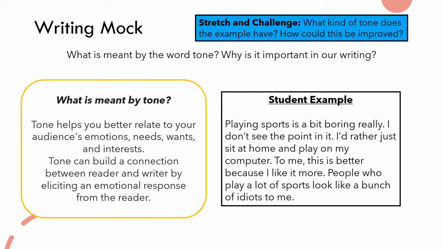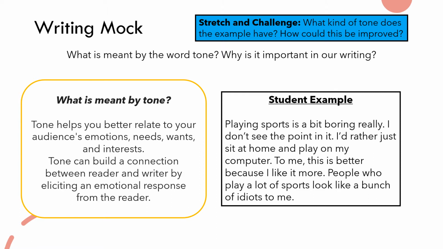So what I'd like to think about is what kind of tone do we get from this student example and how might it be improved? Now, it's not very positive. It speaks about not liking people who play sports. It's actually quite derogatory when you think about using that word idiots. It's definitely a very negative thing to use in your writing. It should be avoided at all costs. Whenever you use a word like that, something that potentially can be seen as an insult, it's going to put people off. It's going to make it a little bit harder for you to connect with the audience.